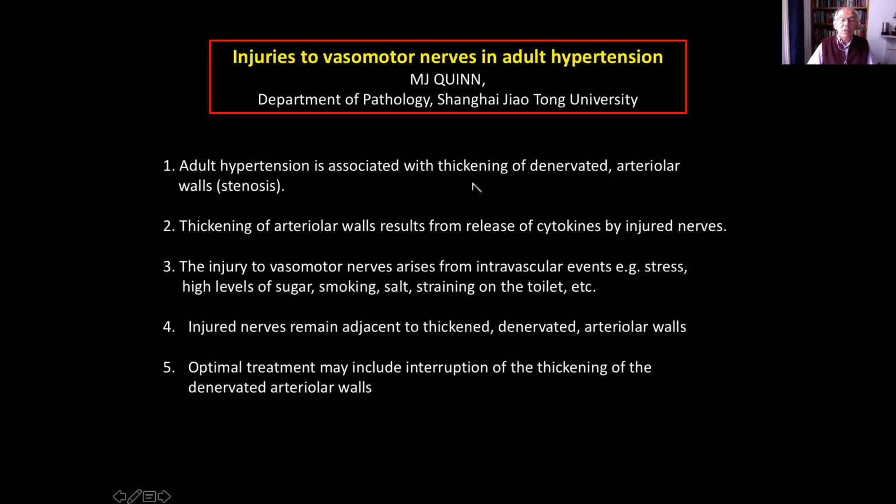So that's all I want to say. This slide summarizes what I hope summarizes what we've been saying. We need to prevent the key events that lead to high intravascular pressures, and they're all features, I'm afraid, of 21st century living. But it opens up different ranges of optimal treatment, which may include interrupting some of these processes.